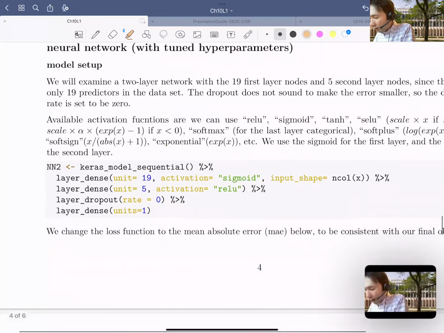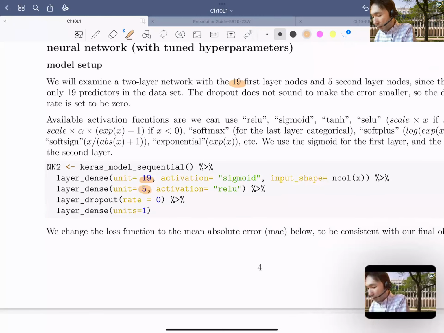Yeah, and the next one, I try to optimize parameters. We have only 19 predictors, so I set 19 as the number of nodes in the first layer. We don't have any specific reason, but that is usually a good starting point: the number of predictors. Possibly it can be larger, can be smaller.